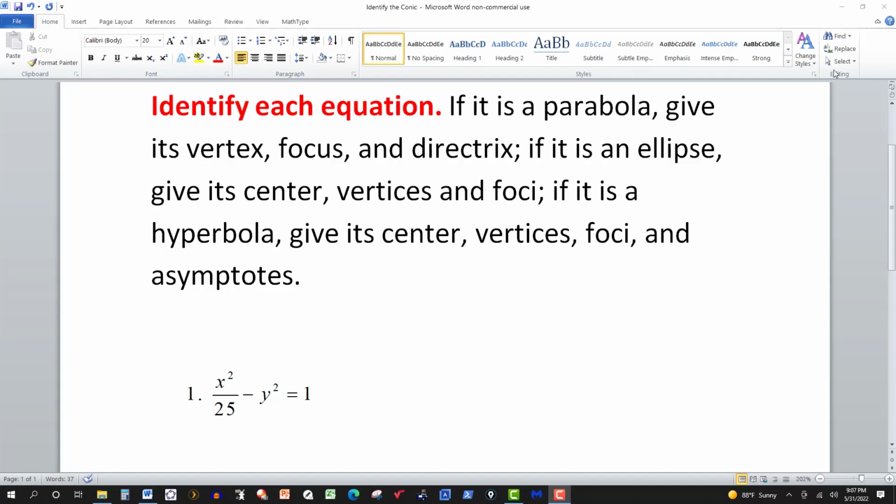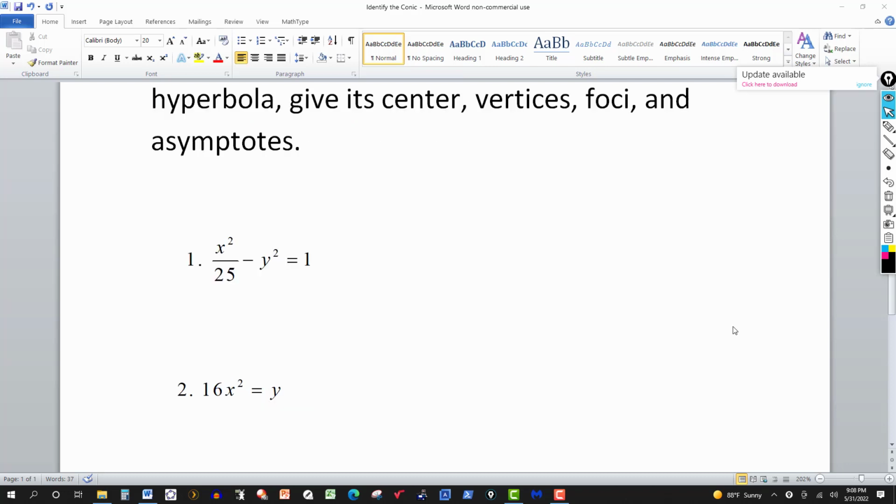So in this video we have some conics, and we're asked to identify the type of conic we have, whether it's an ellipse, parabola, or hyperbola. We don't have to graph it here. At any time you can pause this video and see if you can work these out yourself. So let's look at the first one.